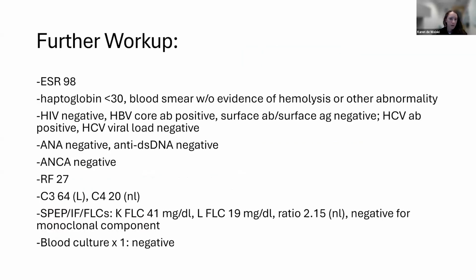So at that point, further workup was undertaken, notable for some elevated inflammatory markers, including ESR 98. His haptoglobin was low, but the blood smear did not have any evidence of hemolysis. His serologic workup was essentially entirely negative, other than a low C3, which was 64, and a normal C4, SPEP, free light chains, all of that was negative. And he had an initial blood culture, which was also negative.